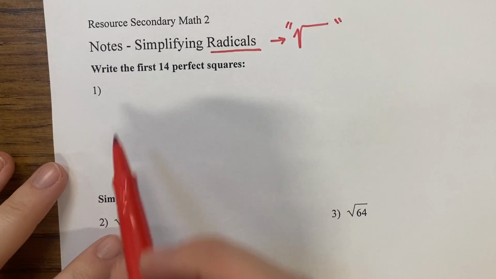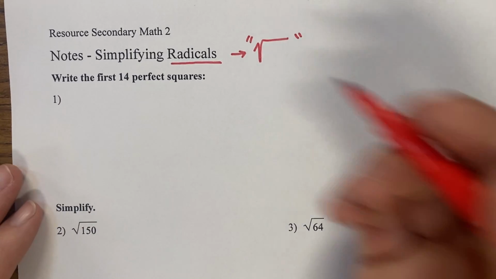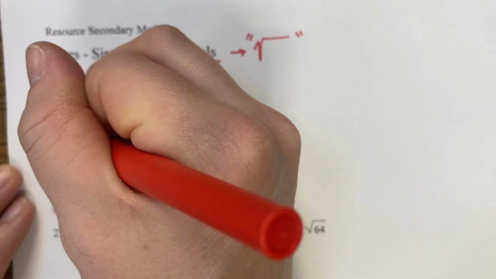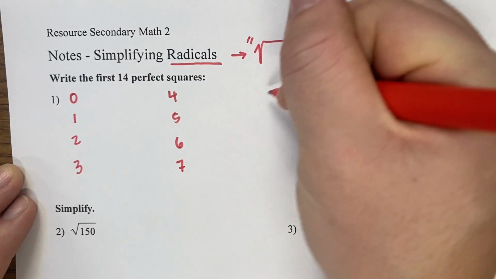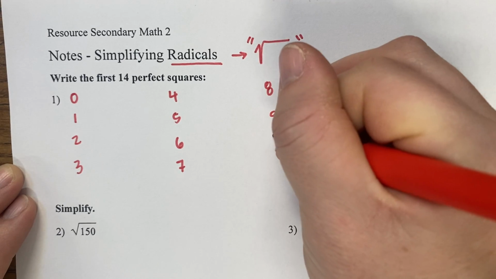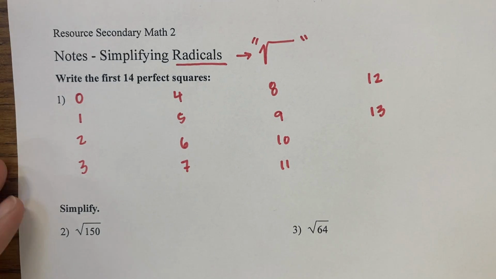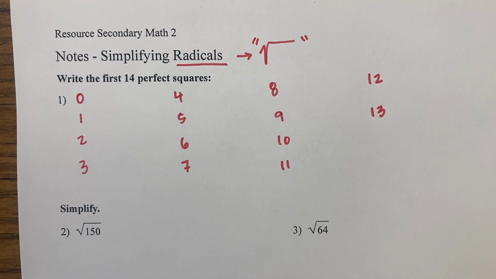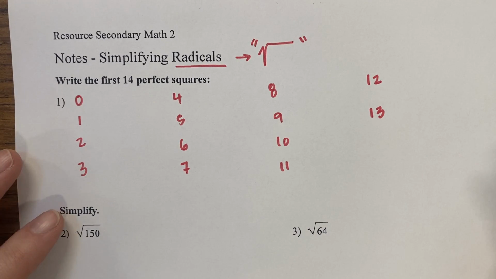Alrighty, so number 1, it's asking us to write down the first 14 perfect squares. So let's go ahead and start with 0. Okay, 1, 2, 3, 4, 5, 6, 7, 8, 9, 10, 11, 12, and 13. Okay, so make a list that looks just like that, from 0 to 13. These are our first 14 perfect squares. Okay, and what I mean by that is we're going to multiply each of these numbers by itself and see what we get.